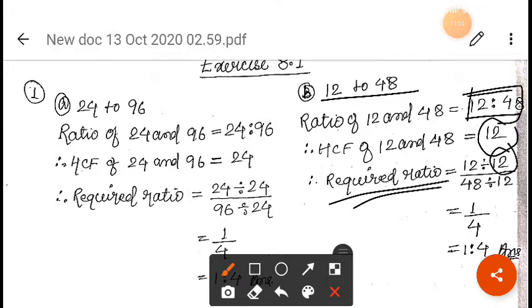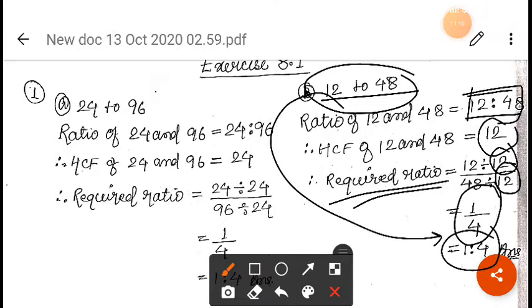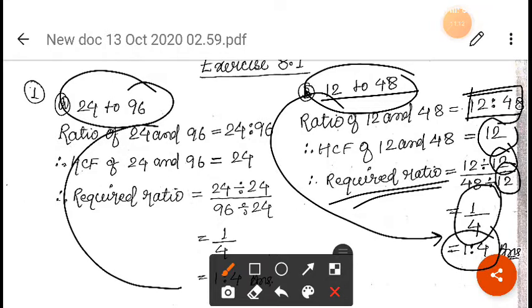So 12 divided by 12, and 48 divided by 12. So what we get is 1 by 4. So it can be written as 1:4. So what is the ratio of this? The ratio of this is 1:4, right? So I hope you have understood this.